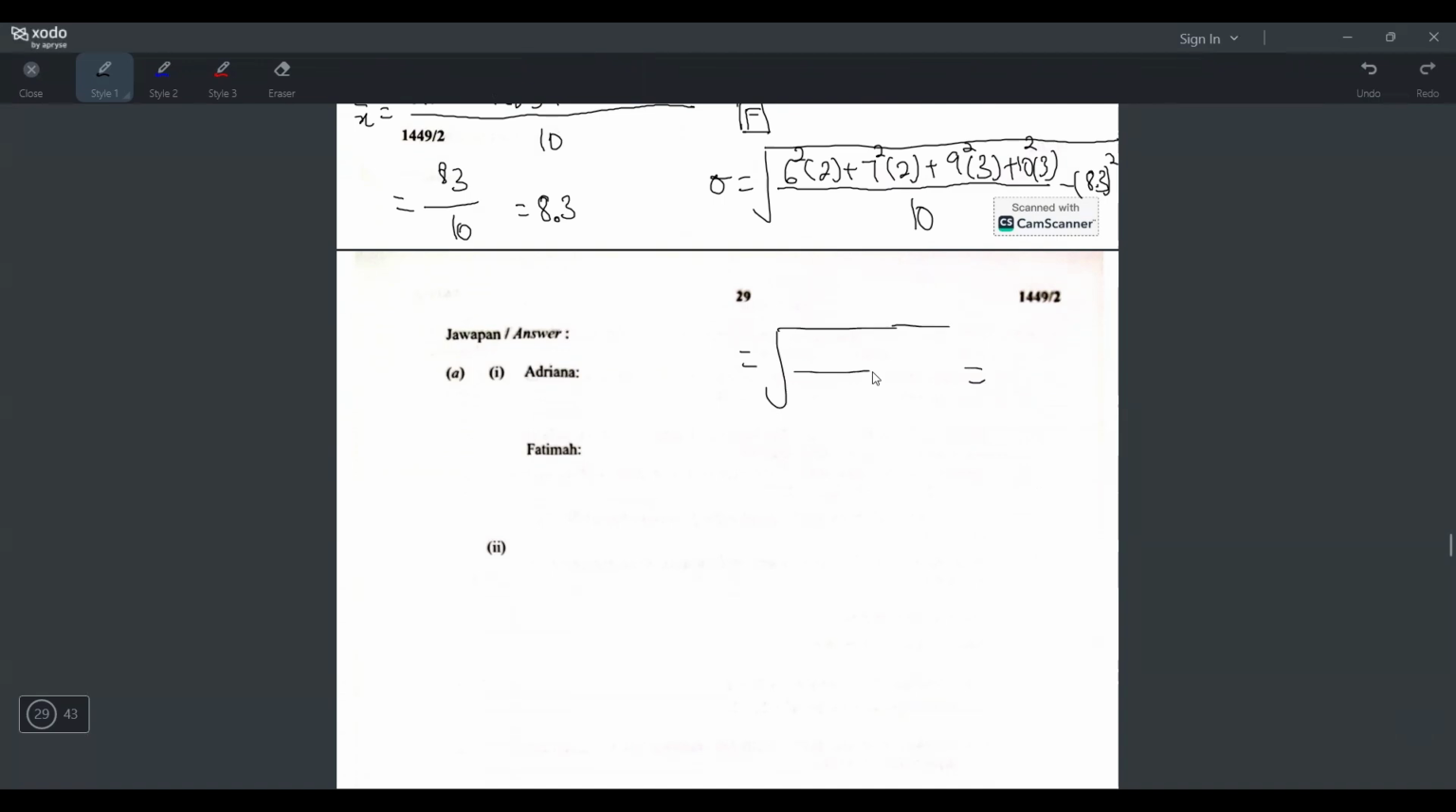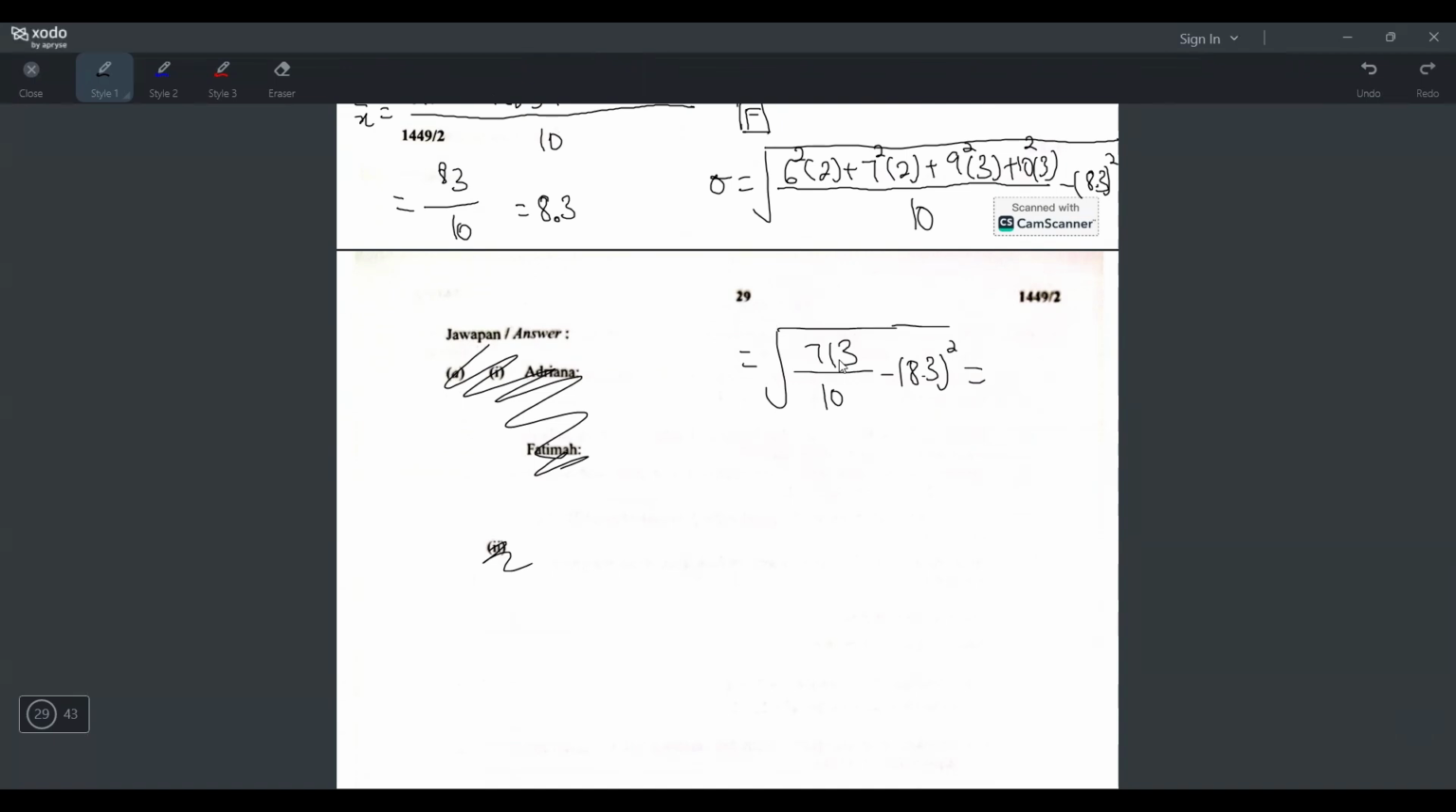Alright, now we can find our standard deviation, but I will not straight away give them the final answer. I will press everything added here first, and then over 10 minus 8.3 square. It means I will split it into two lines. Then only I give them the final answer. I will find the sum here first: 36 times 2 plus 49 times 2 plus 81 times 3 plus 100 times 3. My calculator gives me 713. And now I will press answer, divide 10 minus 8.3 square, and then square root answer. Now I give them the final answer, 1.552.